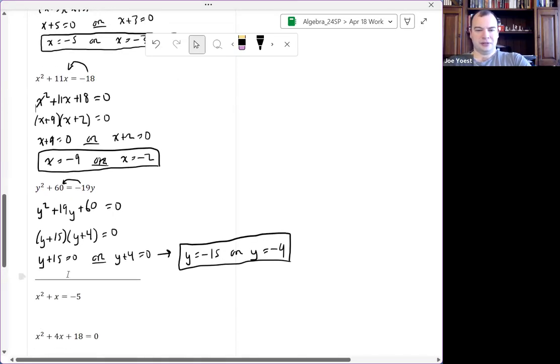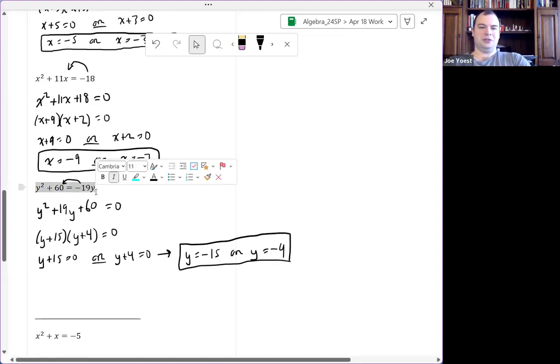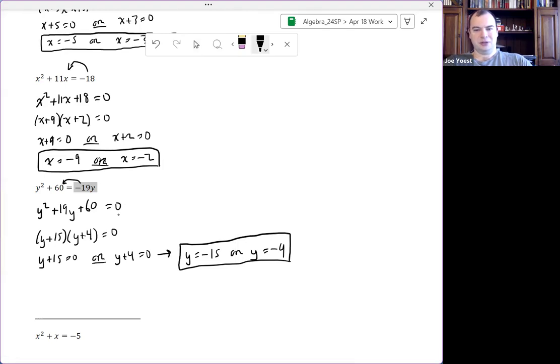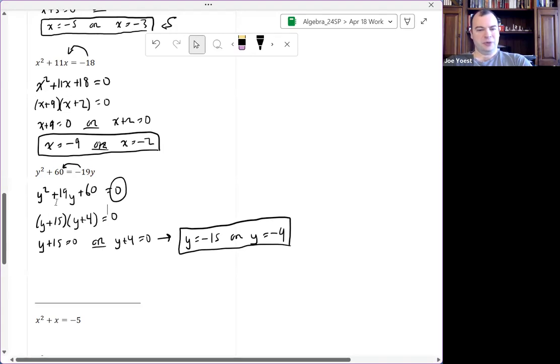And then lastly, y squared plus 60 equals -19y. Similar to above, we want to first get this -19y on the other side as a plus 19y. So we get y squared plus 19y plus 60 equals 0. It's super important to get the 0 on the right-hand side, otherwise we couldn't use the zero product property. But we do that, and I'm looking for two numbers that multiply to 60 that add to 19. This one's a little more challenging, but it turns out to be 15 and 4.